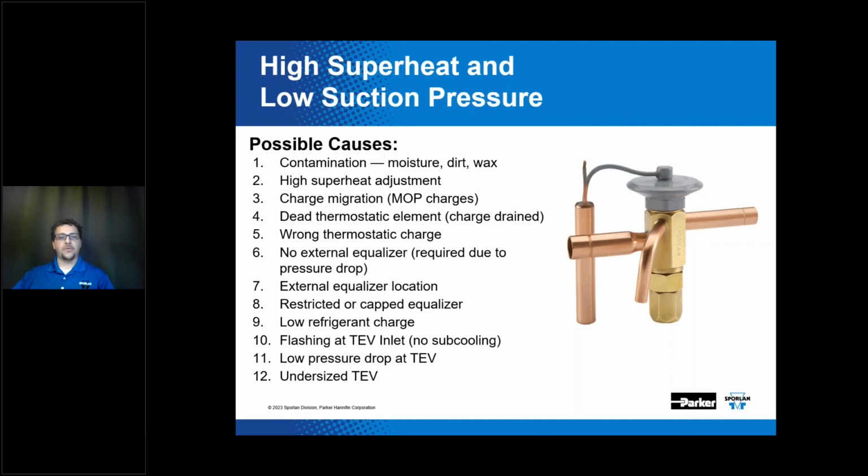Bullet point number 9, we've got a low refrigerant charge. You can have flashing at the TEV inlet, which would be indicative of no subcooling, and that greatly takes away from the capacity of the TEV. And then finally, you could have low pressure drop across the TEV. A rule of thumb that we say is you need about 50 or 60 pounds minimum of pressure drop across that TEV in order for it to work properly. And then the 12th thing is you could have an undersized TEV.